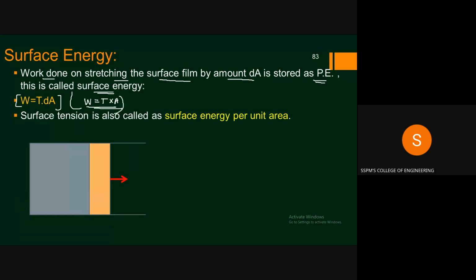So there can be a question on the surface energy. You should remember this formula: W is equal to T into dA. And sometimes surface tension is also called surface energy per unit area.